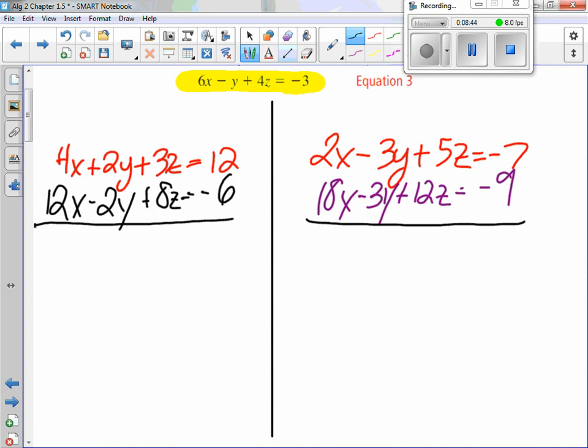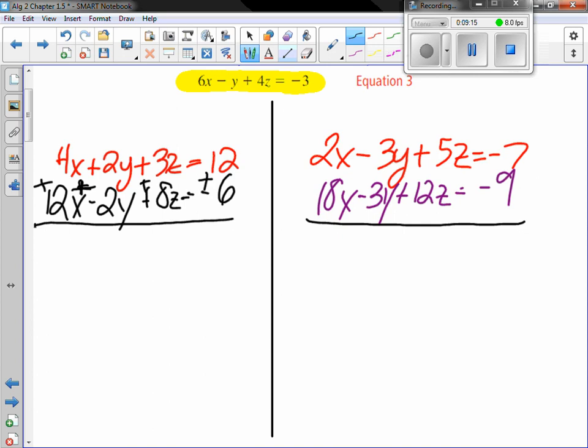Now looking at this here, the signs are opposite, yes? So would I add these two together or subtract them so the y's become 0? 2y minus negative 2y is what? 2 minus negative 2. Well, the negative and negative become what? It'd be 4, wouldn't it? So what do we need? We need to add. When the signs are the same, we subtract. When the signs are opposite, we add. Because 2y plus negative 2y would be 0. 2 plus negative 2 is 0.